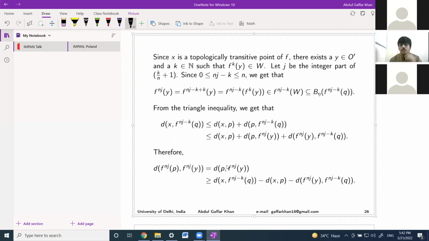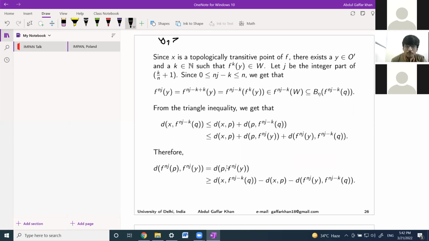Now, by the topological transitivity of x, we will find a point, say y, and by using the denseness of periodic points, we will find a point z. Both, we will observe, one of these points will satisfy our need, that the distance between f^n(x) and f^n of some point, where n is a multiple of the period of p here, will be greater than eta.